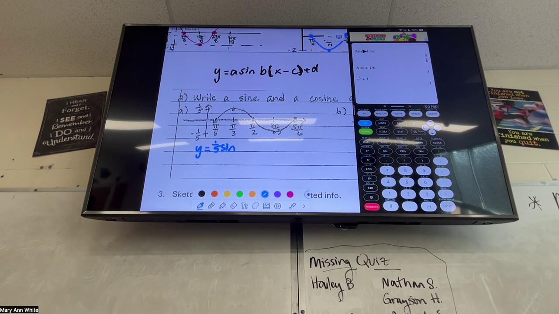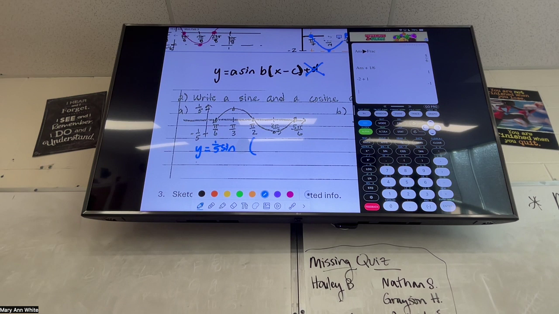Do I have a left or right, an up or down movement? No, because I am centered at 0. So I am not moving up or down. I actually don't have a D on this one, so I'm not going to have a plus or minus attached to the end because I didn't move the whole graph up or down. Okay. I'm going to leave a blank for my period right now. We're going to come back to that in a second.